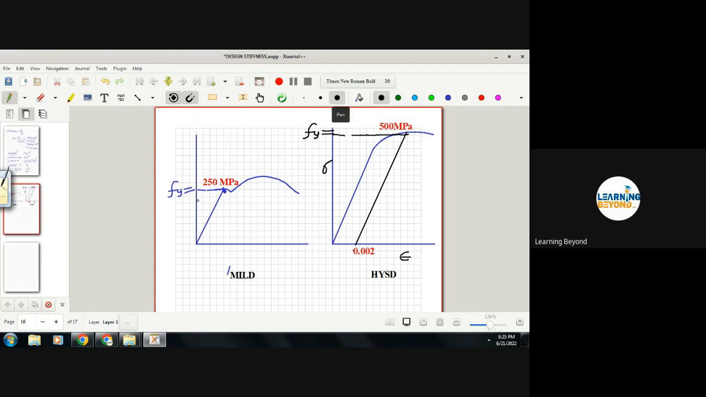Now for mild steel, the factor of safety is actually different for different stress types. We can discuss that also. So factor of safety for different types of forces is different. I will just write it down directly.